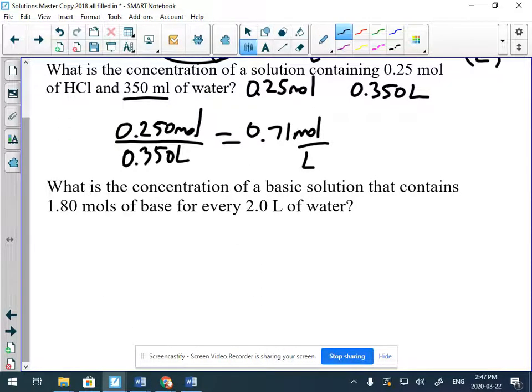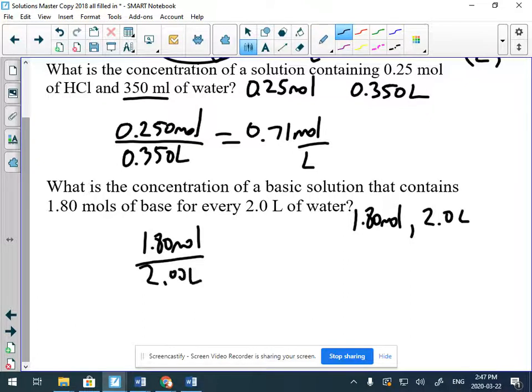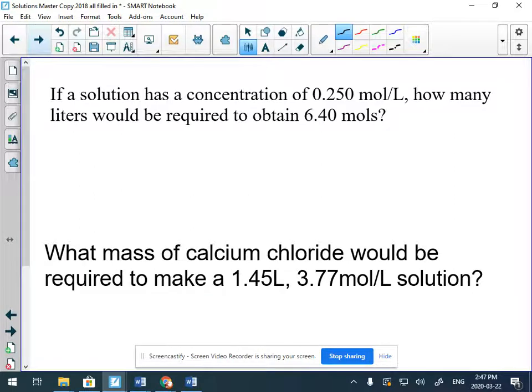Okay. What is the concentration of a basic solution that has 1.8 moles in 2 liters of water? Write down what we know. 1.8 mole, and we've got 2.0 liters. Concentration is mole over liter. It's not any more difficult than that. 1.8 divided by 2 gives us, to 2 sig figs, 0.90 mole per liter. Pretty simple. So moles divided by volume gives us moles per liter.